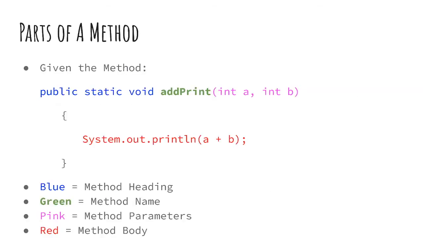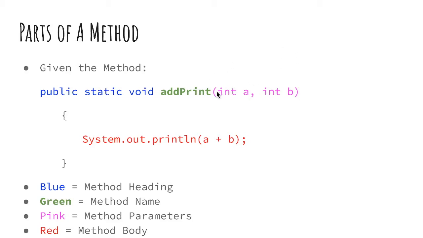So there are four main components of a method: the method heading, the method name, the method parameters, and the method body. In blue over here is the method heading. This tells you what type of method you are creating. The method name, in green, add print. This tells you the name of the method. This is useful for calling a method in another part of your code.